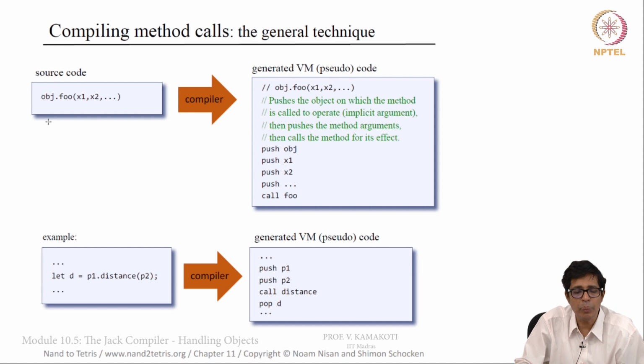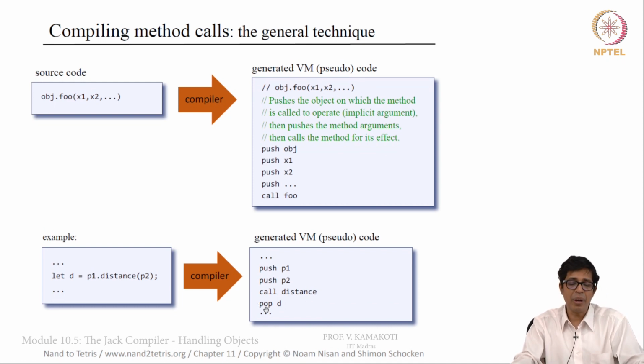So when I call object.foo(x1, x2), what we need to do is push the object first, because we need to know which object is necessary. Then we push x1, we push x2, etc. For example, let d equal p1.distance(p2): we push p1, and then we push p2 also, which is the argument. Then we say call distance, call Point.distance, and that will return a value. Again you pop it to d.